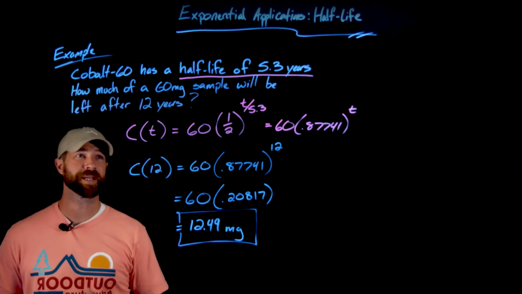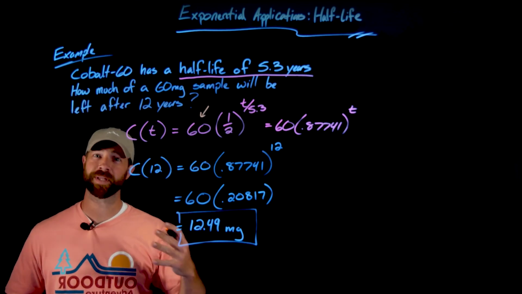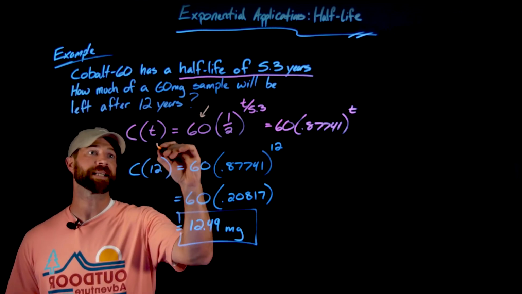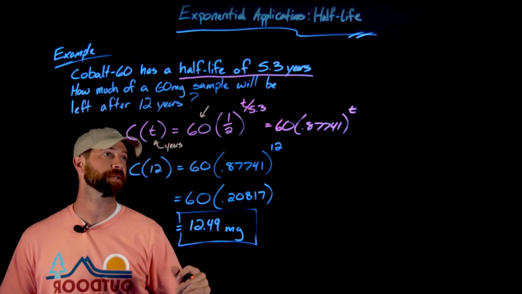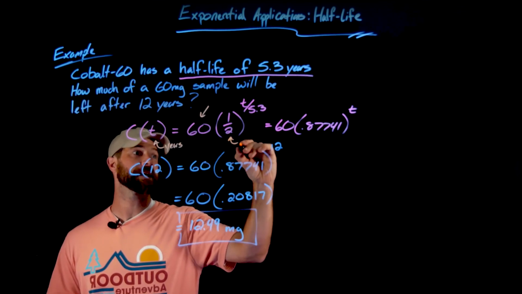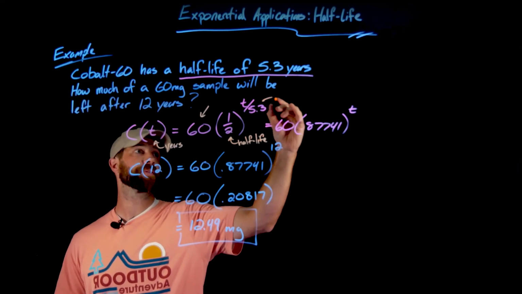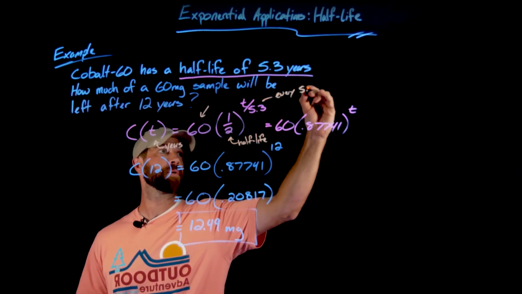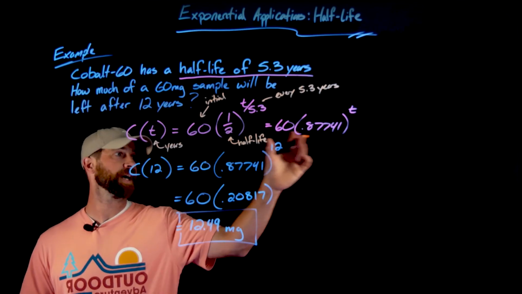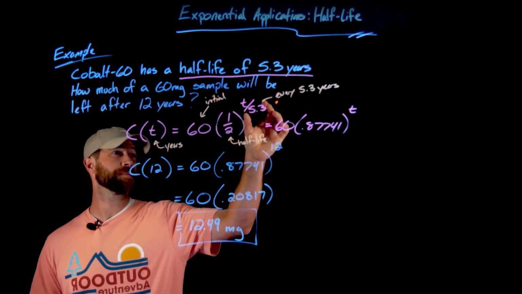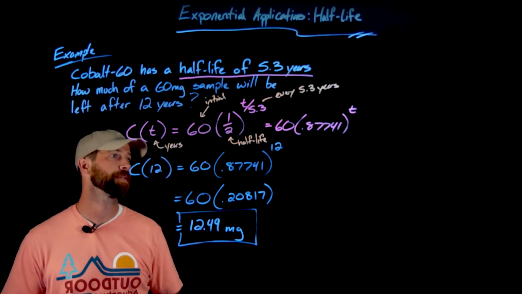Again, just a quick review of what we did there. We created this model. This is the initial amount of 60 right here, whatever the initial amount that we have. We decided that t was in years because the information we were given about the half-life is in terms of years. The 1/2 right here is because we're talking about half-life. This division of 5.3 is because every 5.3 years. And finally, we can do the work to find the yearly rate if we apply that division of 5.3 as an exponent to that 1/2 to get this yearly rate form of the half-life equation.